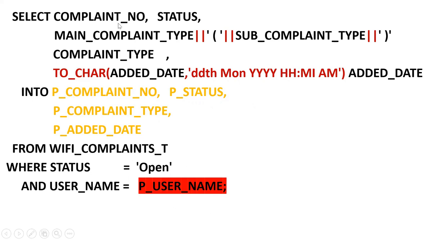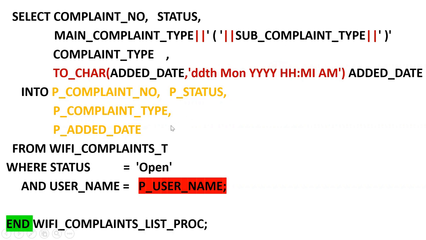Okay. So complaint number I'm populating, status I'm populating. So main complaint type, and concatenate the sub complaint. So the pipe symbol is to concatenate 2 strings. And then to_char: I'm converting this into the required format. to_char is used to convert a date into a specific format, DDTH MON YY HH MI AM. Okay. So this is the procedure. Hope this is clear. So the into clause will store these into the out parameters like p complaint number, p status, complaint type, p added date. So remember, the pipe symbol is to concatenate 2 strings and to_char is used to get the date into a specific format.